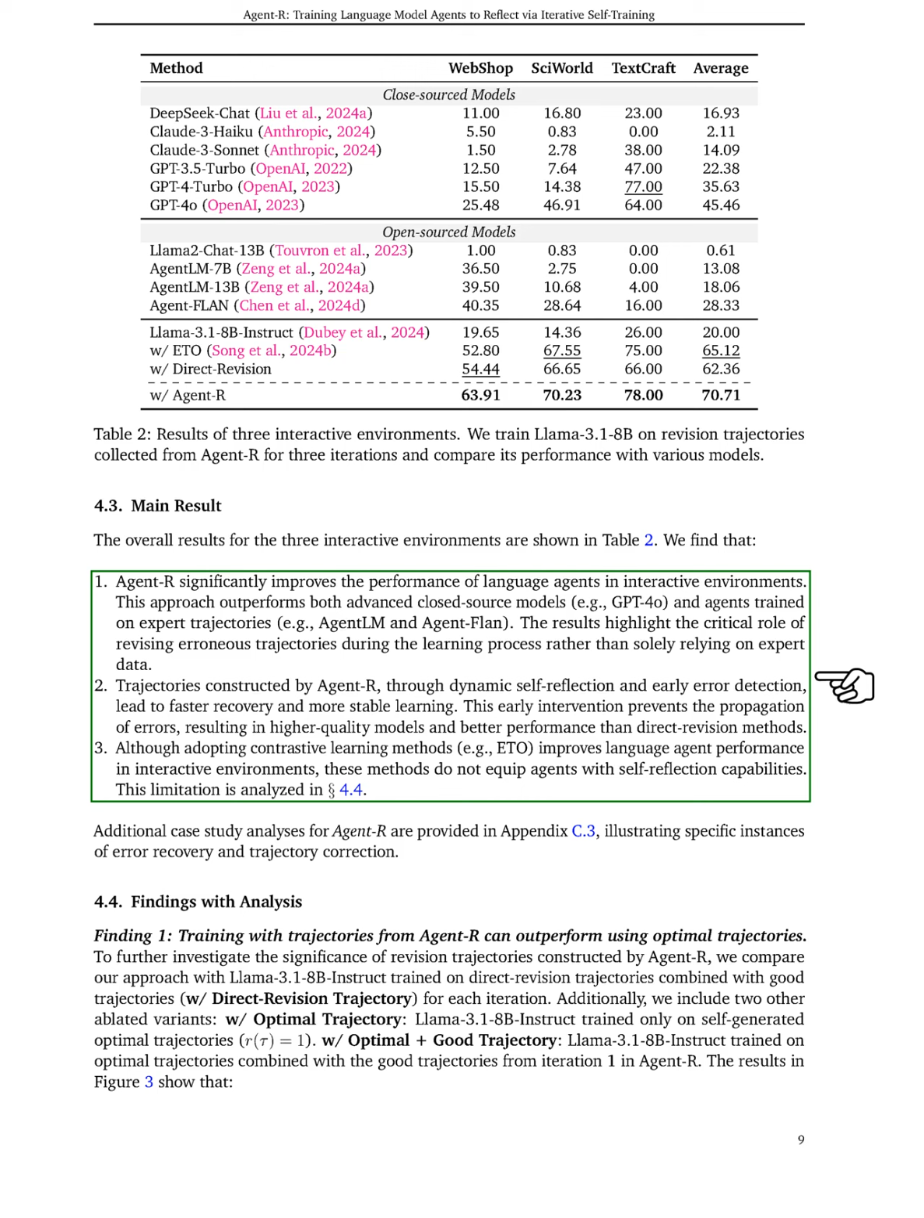We also find that training with Agent-R trajectories can surpass using optimal trajectories. We compare our approach with Llama-3.1-8B-Instruct trained on direct revision trajectories and other variants.